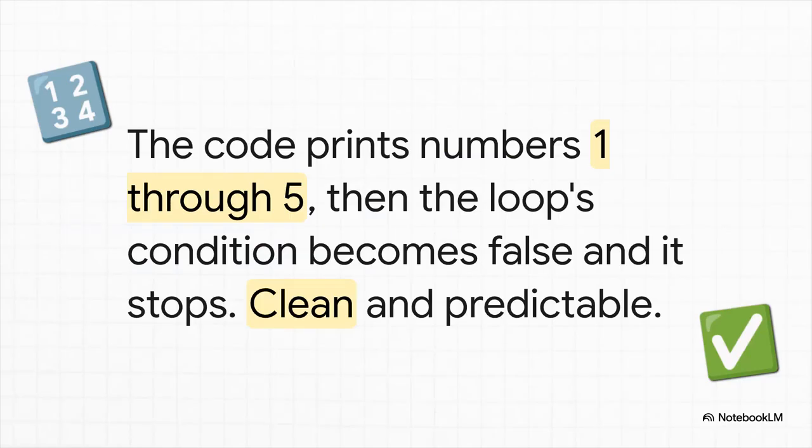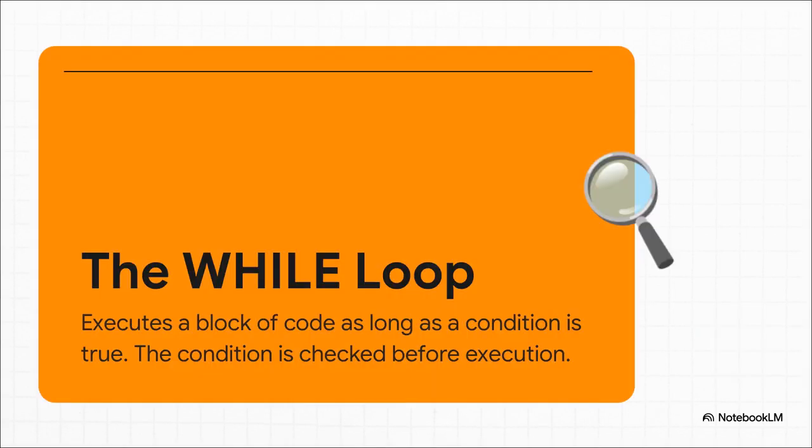And the result? Exactly what you see here. It prints the numbers 1, 2, 3, 4, 5, and then it stops. Totally predictable, totally clean. Next on the list, the while loop.